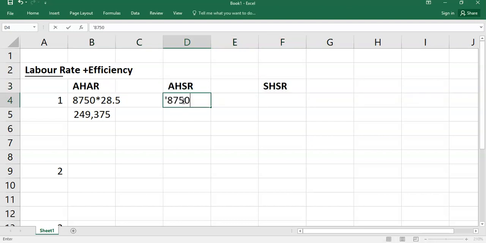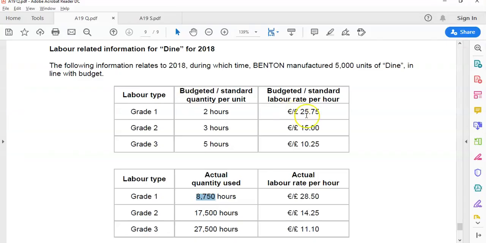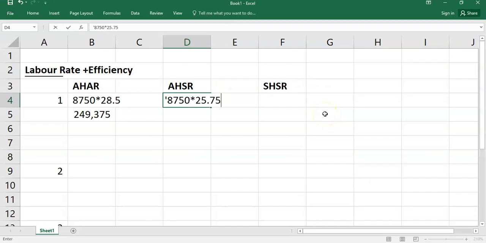Actual hours, 8750 times the standard rate. Standard rate was only 25.75. Don't worry about changes in the rates yet. We'll deal with that when we get to planning and operating. The initial variances are always based on the existing standards.